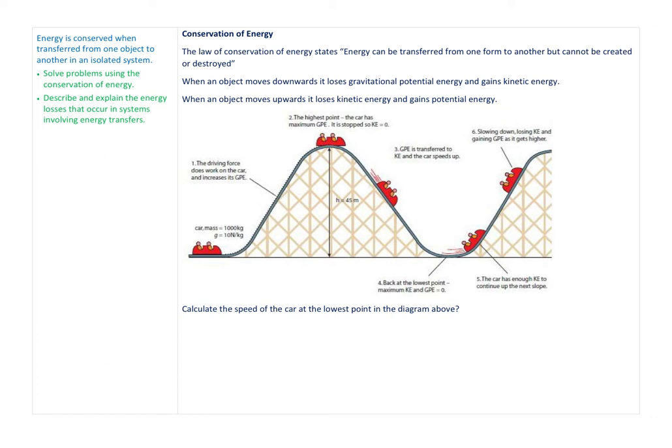So let's think about this roller coaster here. We've got a car that moves along. As it goes up, it gains gravitational potential energy and it gets to the top here. And at the top, let's just say it momentarily stops. Its kinetic energy is zero. So at this point, it has lots of gravitational potential energy because of its height, and has no kinetic energy.